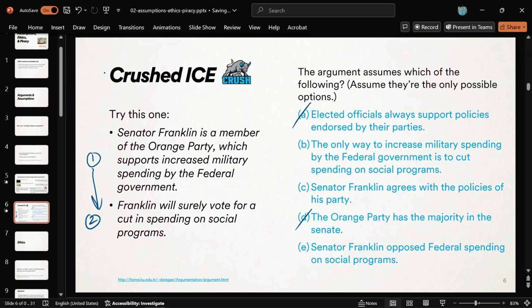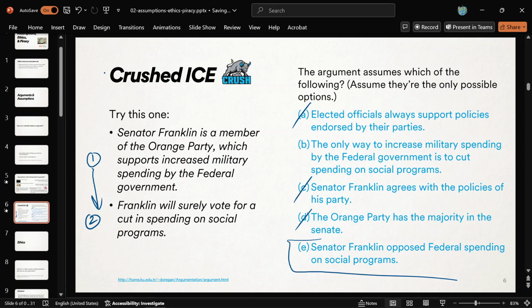And then let's talk about C and E. Those ones won't work either. So if this were the right assumption, where does it go wrong? If Senator Franklin agrees with the policies of his party, again, it has the same problem as A. If he agrees with the policies of his party, then all we know is that he will vote for increased military spending. It has nothing to do with social programs still. There's still no link between those bullets. We get that? So that one we have to cross off because of that. I hope that makes sense.